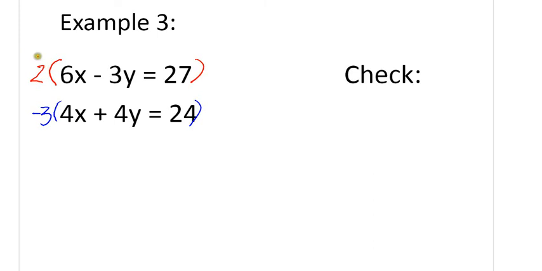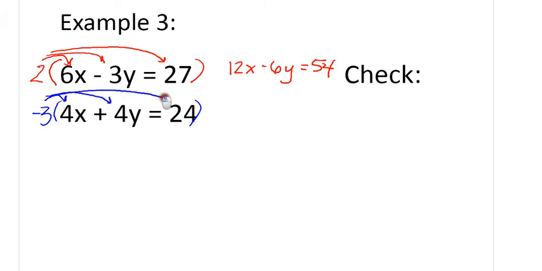So let's go ahead and distribute. I do that now so I don't forget any of the terms. So this is going to end up being 12x minus 6y is equal to 54. And the blue one, I draw the arrows so that I don't forget any of the multiplication. This is going to be negative 12x, that's the important part here, these are now additive inverses, minus 12y is equal to 24 times negative 3 is negative 72.